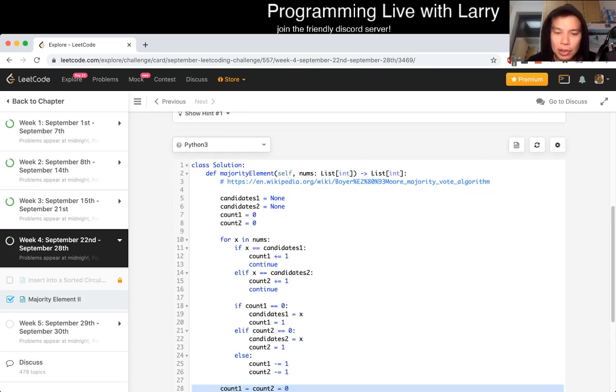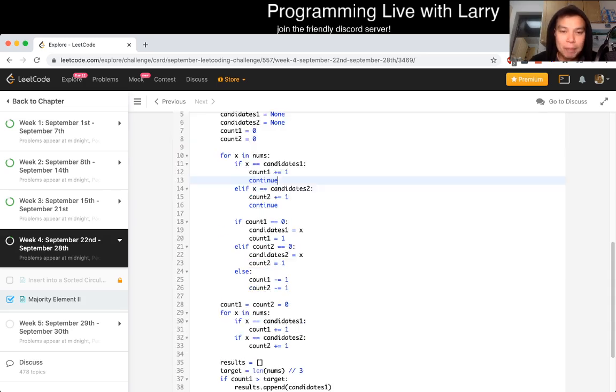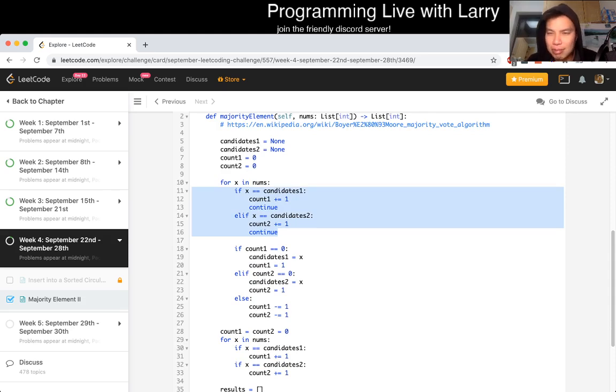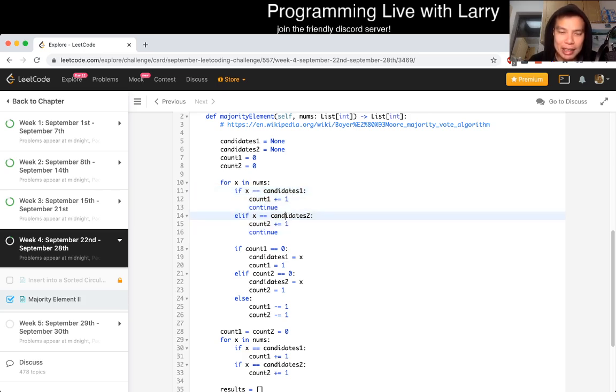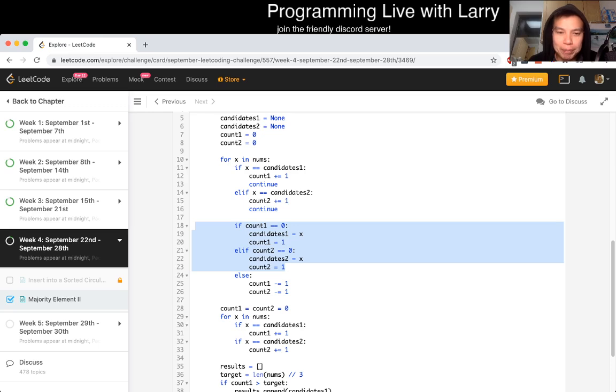But how does this generalize to 1/3 instead of 1/2? Well, it starts up the same: when we get a row and it's for a candidate that we already have, then we just increment the count. Otherwise, we attempt to kick one of these people out, or we just decrement both of them.